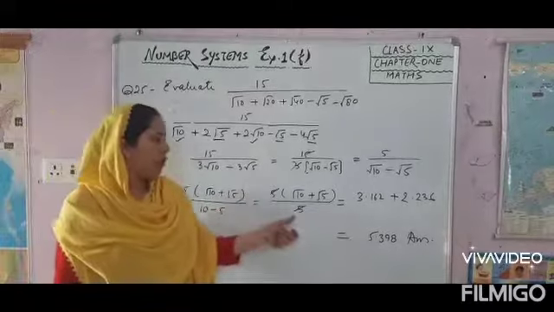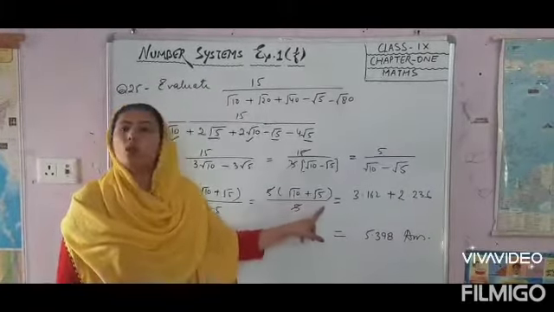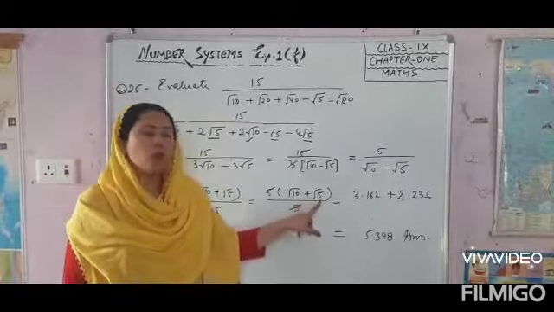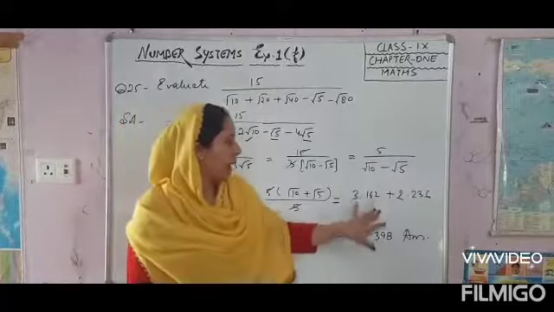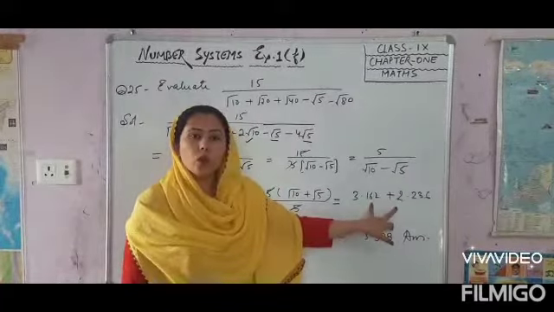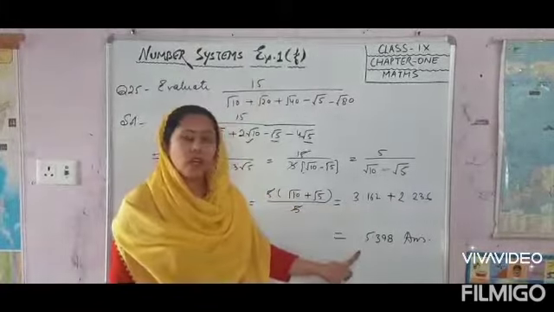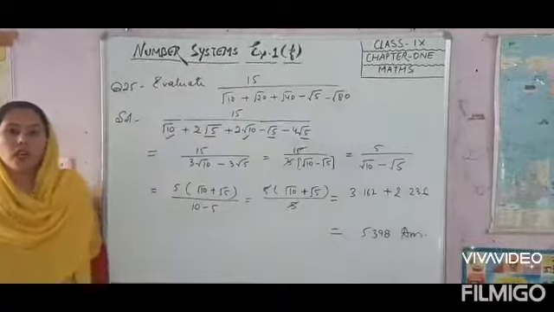Then again simplify it, so you will get in numerator only root 10 plus root 5. Put the values of root 10 and root 5 which is given in question. So you will get 3.162 plus 2.236. Add them, so you will get 5.398, and that is your answer.